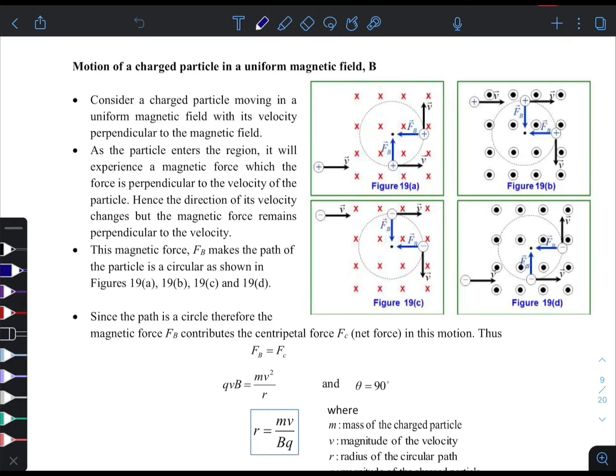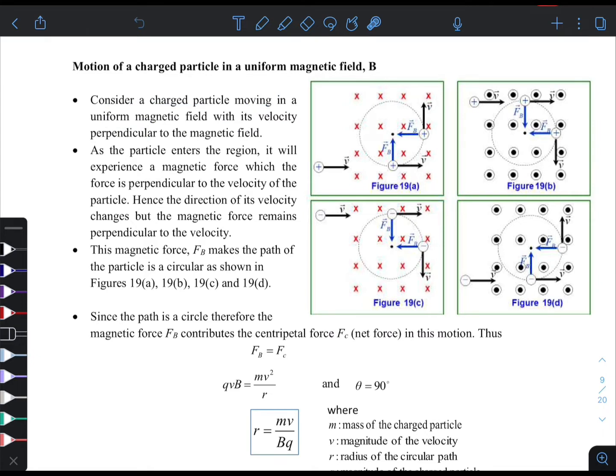Assalamualaikum and hi. So now we are going to look at the motion of charged particles in a uniform magnetic field. We are going to look at what is going to happen to the moving charged particles in the magnetic field as soon as it experiences the magnetic force. So consider a charged particle moving in a uniform magnetic field with its velocity perpendicular to the magnetic field.